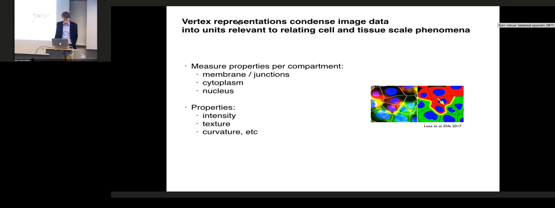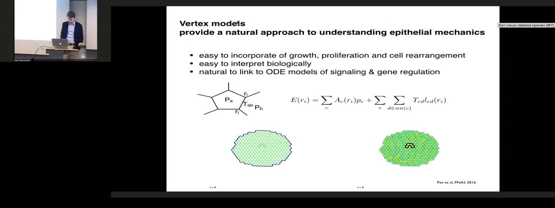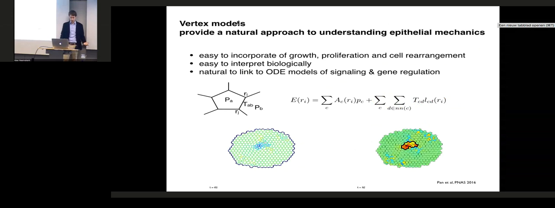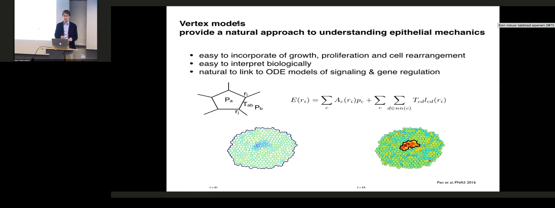So it's a nice way to start to handle the data you get out. But this vertex representation is also very natural if you want to write down mathematical models to understand the underlying mechanisms of what you're looking at. By discretizing into cells, which are the natural units that in real life discretize the tissue, it's easy to incorporate proliferation and cell rearrangement in your model. It's easy to interpret the results biologically, and it's also easy to link to ODE models of the internal workings of the cell for signaling and gene regulation.